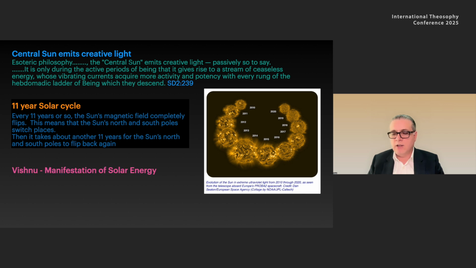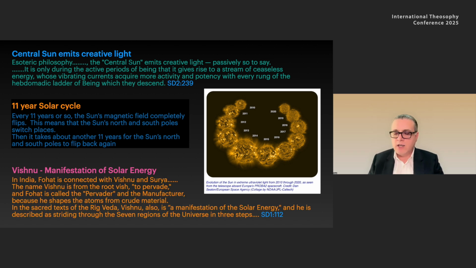Also, the solar energy is a manifestation of Vishnu as mentioned in SD1112, where it states that in India, Fohath is connected with Vishnu and Surya. The name Vishnu is from the root vish, to pervade, and Fohath is called the pervader and manufacturer because he shapes the atoms from crude material. In the sacred texts of Rig Veda, Vishnu also is a manifestation of solar energy, and he is described as striding through the seven regions of the universe in three steps.